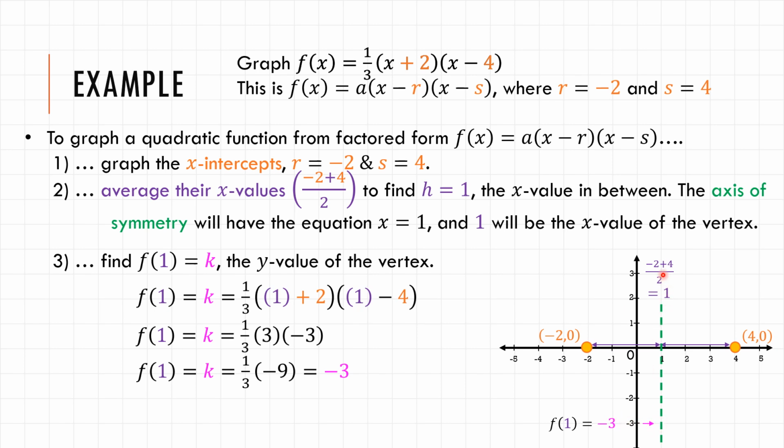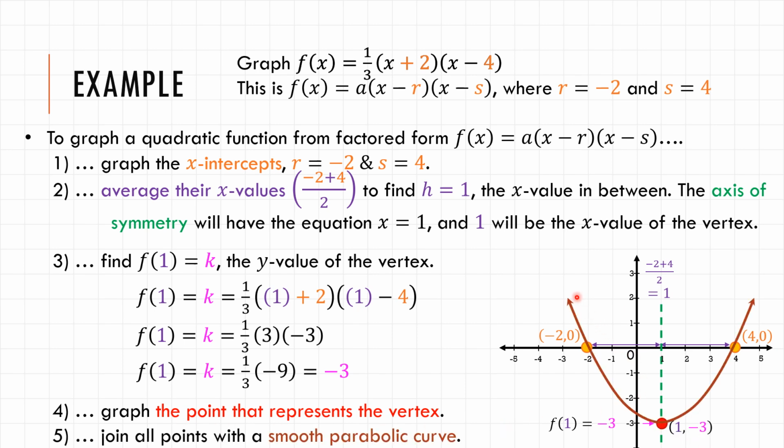So our vertex, which must be on this line and must be on this line, must of course be right here. So we can graph that point. Now all we have to do is join those points with a nice smooth parabolic curve. And we're done.